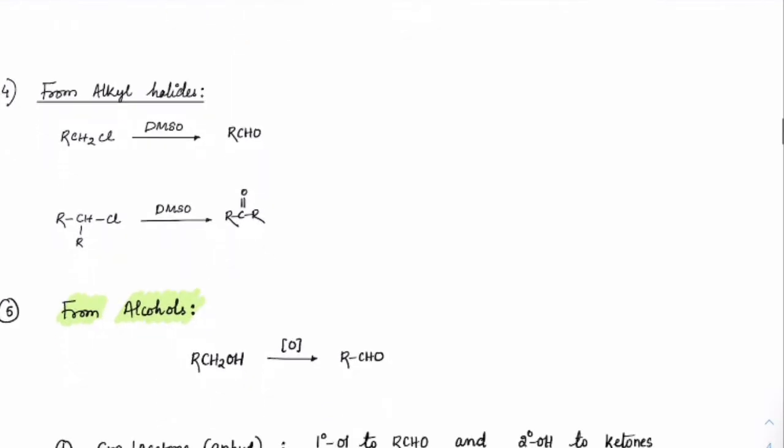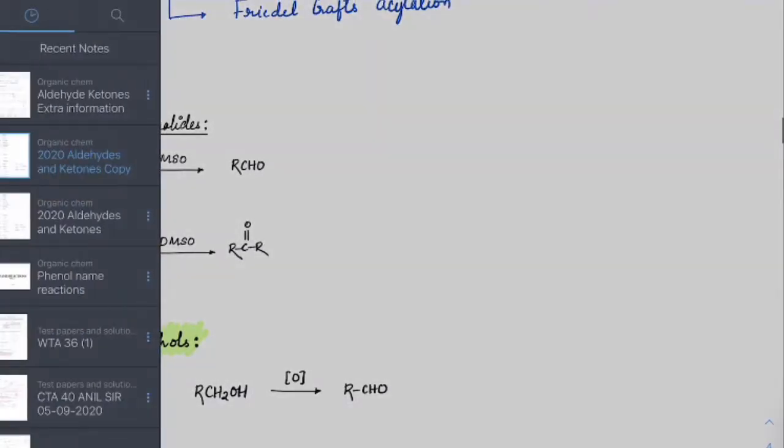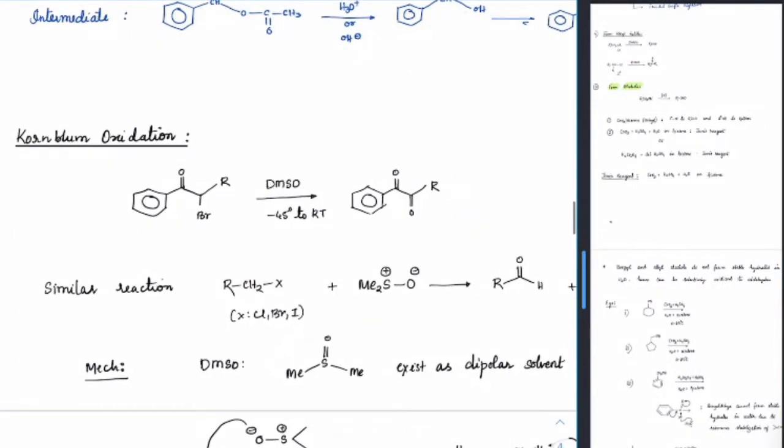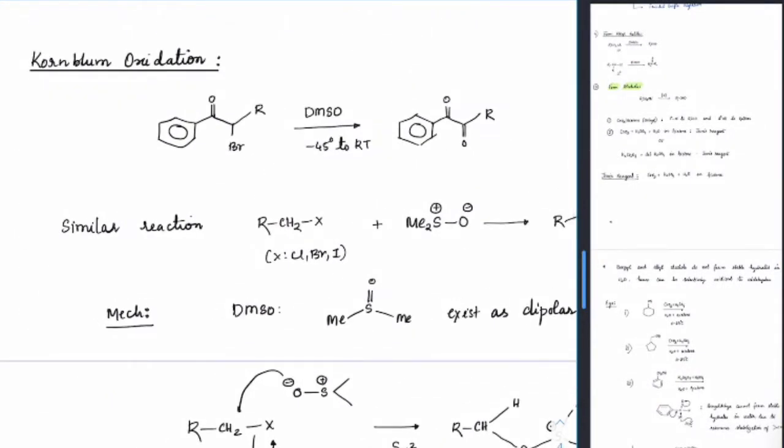Okay. The next important reaction: again mechanism is not needed for this, but I'll just show you how it is done. RCH2Cl in the presence of DMSO will form RCHO. Same thing, if you have a primary alkyl halide, you will get an aldehyde. If you have a secondary alkyl halide, we will get ketones. Now, let us connect back to the mechanism and see how it is being done. This type of mechanism, where we remove the bromine and form a double bond, is called Kornblum oxidation.